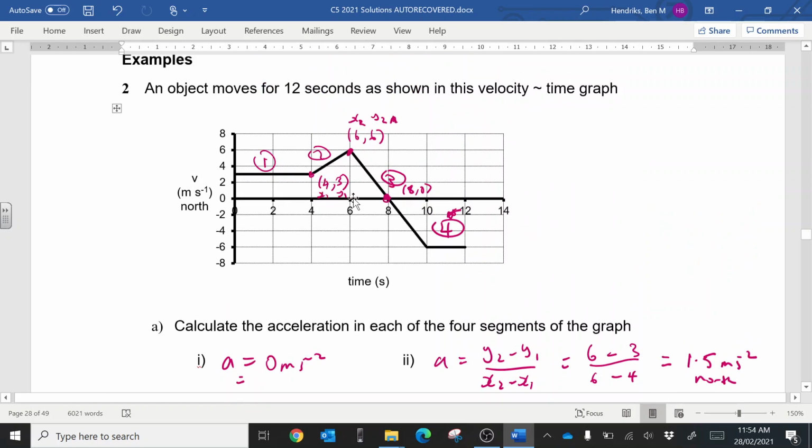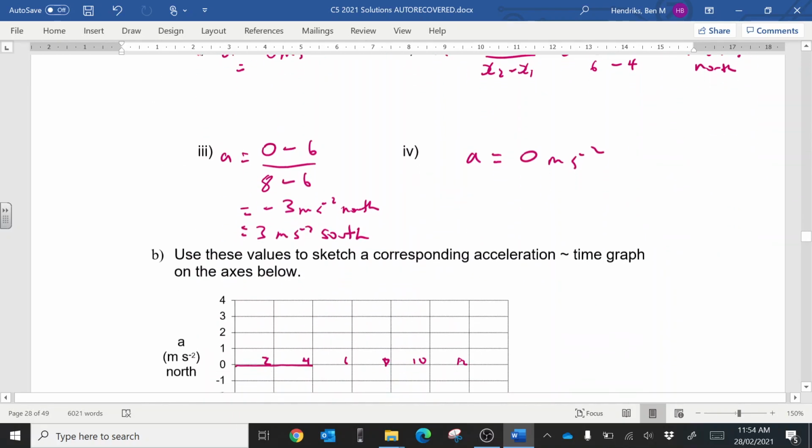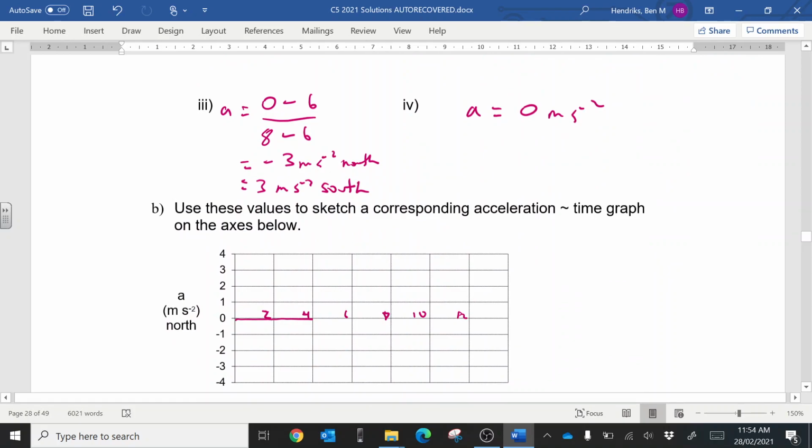And then it goes from 4 till 6, and it is 1.5 meters per second squared north, so a positive 1.5 from here to about here. Hopefully that's straight. Get our ruler in there. Let's do a straight line across. Okay, 1.5. And we can do these little dots to show it's connected. Okay, so 1.5, and then from the next 2 seconds, it is from 6 to 8, it is negative 3.